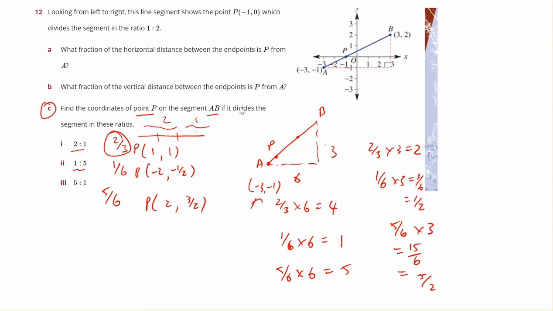So to sum it up, we're wanting to divide this line into different ratios. How do we get the ratios? Simply you find what the proportion is as a fraction, and then multiply the rise and the run by that fraction, and add that new rise and new run to the coordinate A, and you'll get where P is along the line AB. So hopefully that helps.